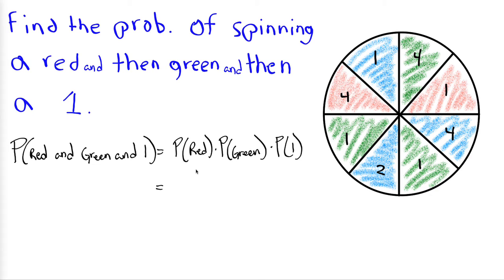What's the probability of us spinning a red one? 2 out of 8, because red is 2 of the pieces, and there are 8 pieces.